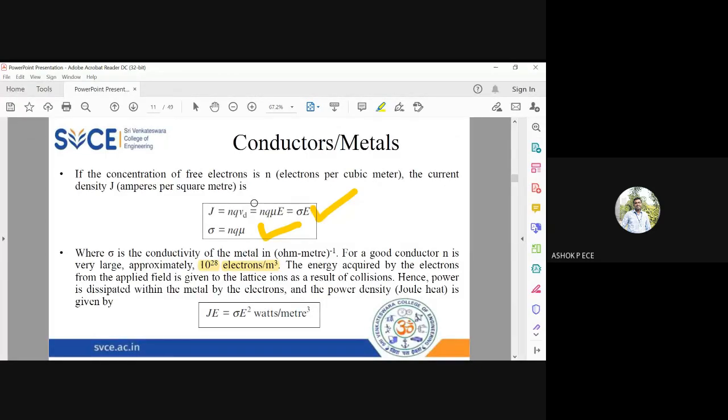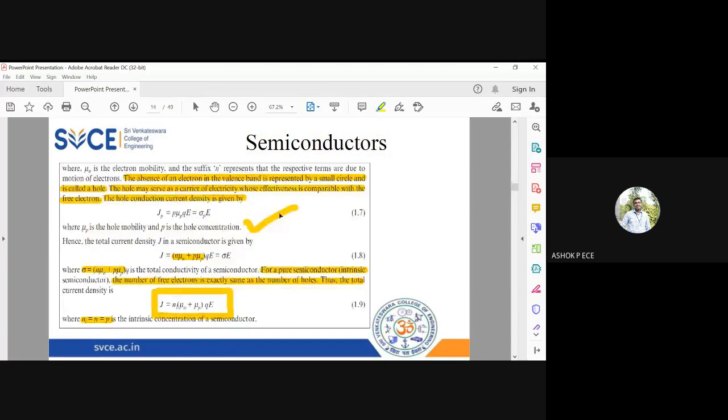But in semiconductors, only after applying some energy do electrons move from the valence band to the conduction band, right? So in that case, the absence of electrons will give rise to what is called a hole. And this hole will also play an important role in the conductivity of your semiconductor. Please be very clear on that.